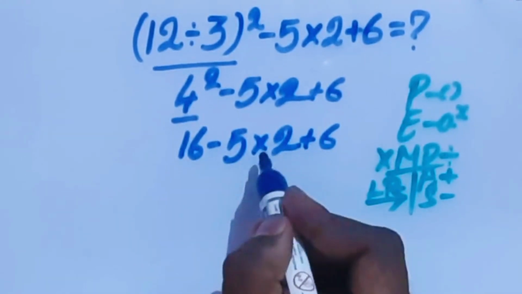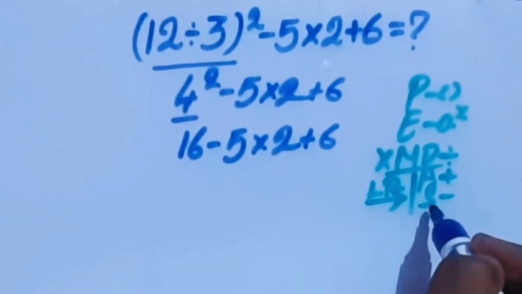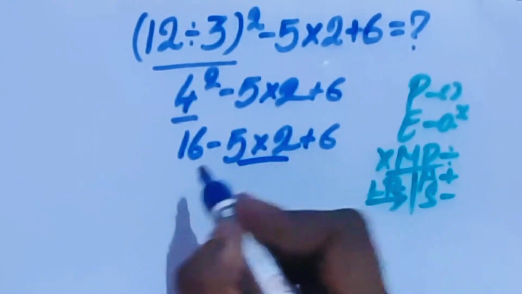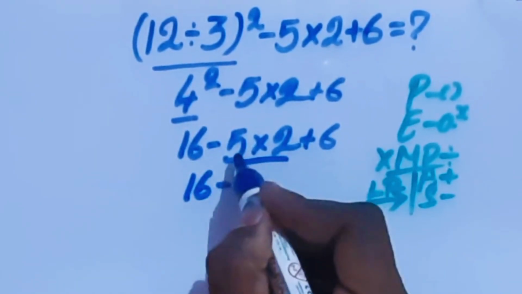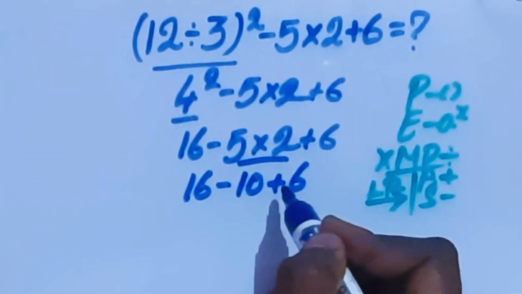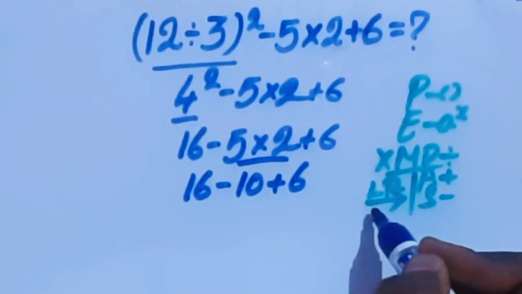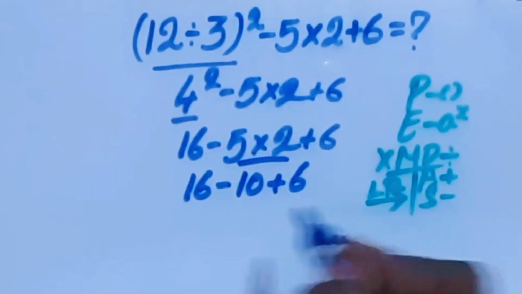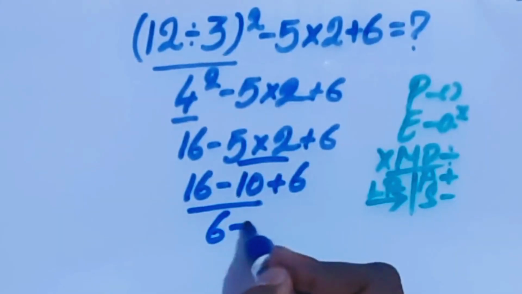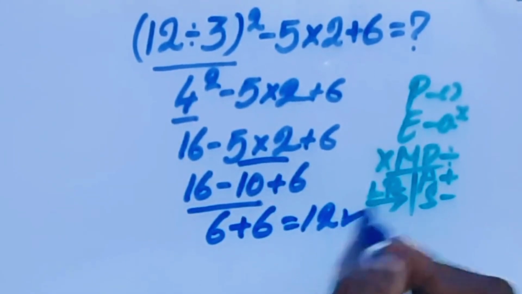Here we have subtraction, multiplication and addition. Multiplication and division are higher priority than addition and subtraction, so we have to do this multiplication before the addition and subtraction. Here 16 minus 5 times 2 is 16 minus 10, plus 6. Here we have subtraction and addition. Addition and subtraction are both equal priority. For this equal priority, we use the left to right rule. Left to right, 16 minus 10 is 6, plus this 6. Here 6 plus 6 is 12, which is the correct answer.